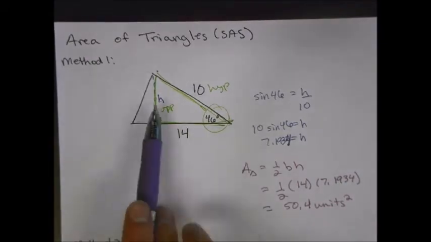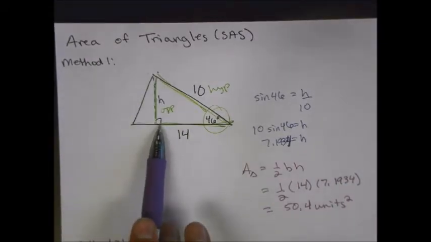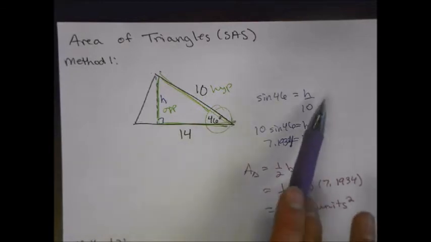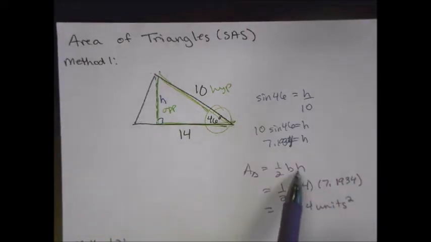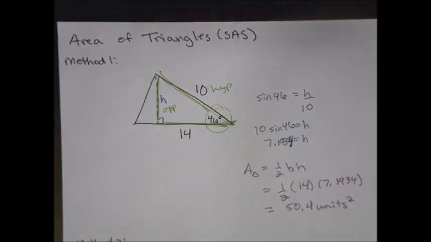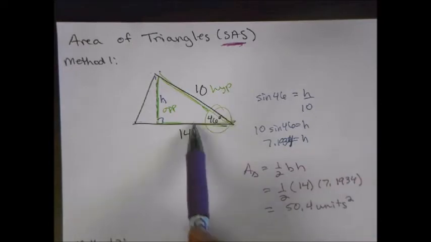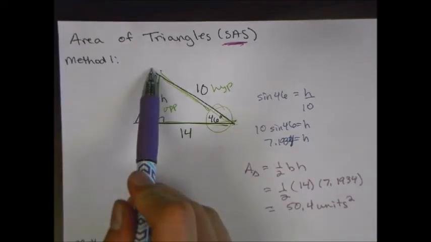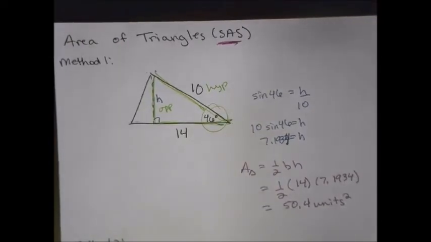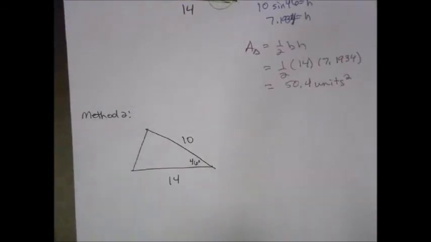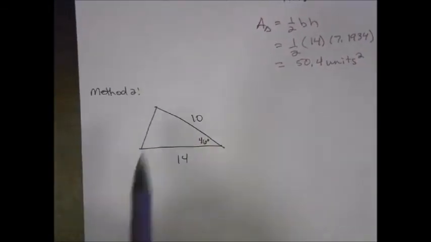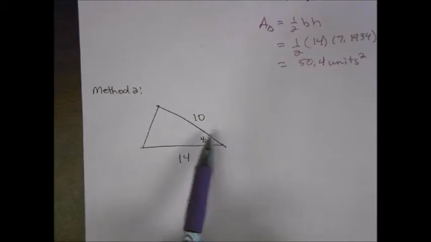So again, I made a right triangle. I solved for my height using sine, and then I plugged it into my area formula. This method mainly works when we have our side, angle, side pattern. So note I have a side, an angle, and a side. Again, this only works if I have side, angle, side.